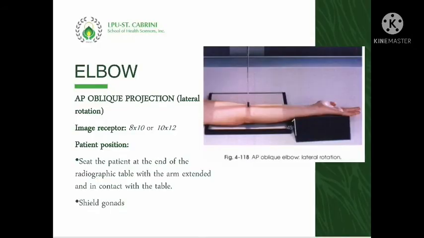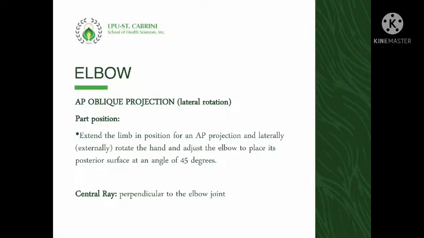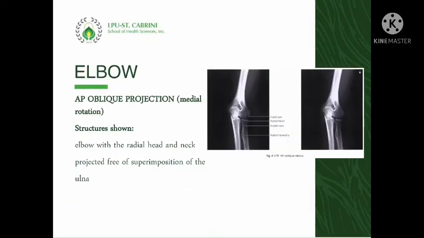Next position of elbow's AP oblique projection is in lateral rotation. The same patient position in which they are seated at the end of the radiographic table with the entire arm of the affected side extended and in contact with the table. To obtain the 45 degrees obliquity of the anterior surface of the elbow, rotate the hand externally or laterally from supine position. The central ray is directed perpendicular to the elbow joint. This projection will visualize the radial head and neck free of superimposition of the ulna.